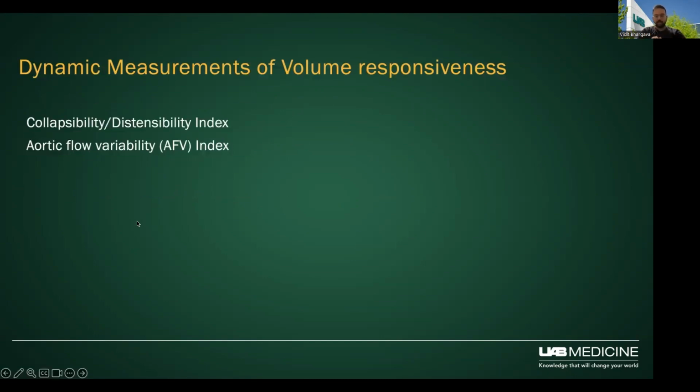Okay, we talked a lot about these different elements of volume responsiveness, which has brought us to this point of dynamic measurements of volume responsiveness, which really is where the field has moved on and which are really helpful. So there are really two big determinants using a dynamic approach. One is the caval indexes, which look at collapsibility and distensibility. And then there is aortic flow variability. So let's look into that a little bit more.